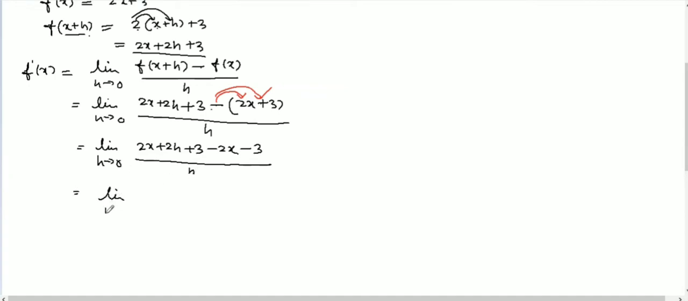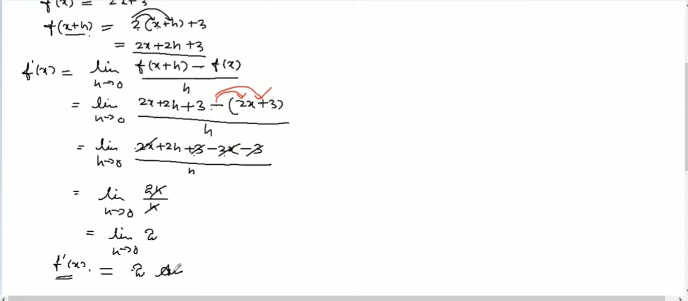Now limit h tends to 0. And see here, this is plus 2x, this is minus 2x. We have to cancel this, and plus 3 and minus 3, we will cancel this. Here we have left 2h over h, and then we can cancel h and h as well. So here we have limit h tends to 0 and we have here only 2. So it means this is f prime of x, which is the differentiation. f prime of x equal to 2. So this is your answer.